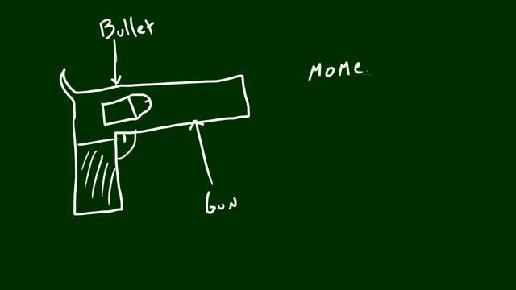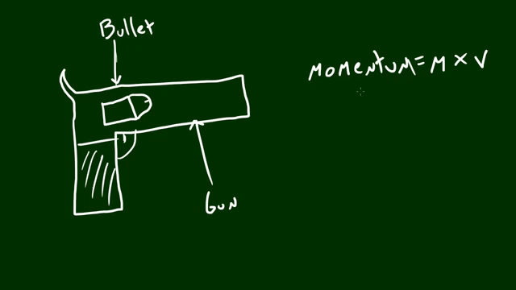Let me go ahead and label this. Bullet and gun. For some reason, I really like labeling things. The only other thing I want to do is write the formula for momentum, which is momentum, there we go, that's how you spell it: mass times velocity. Now I want to write this down because it's pretty important, and I'm going to keep referring to it in my example.